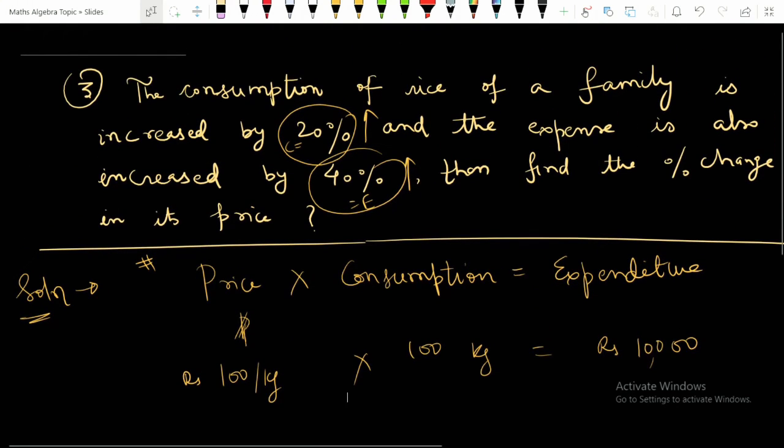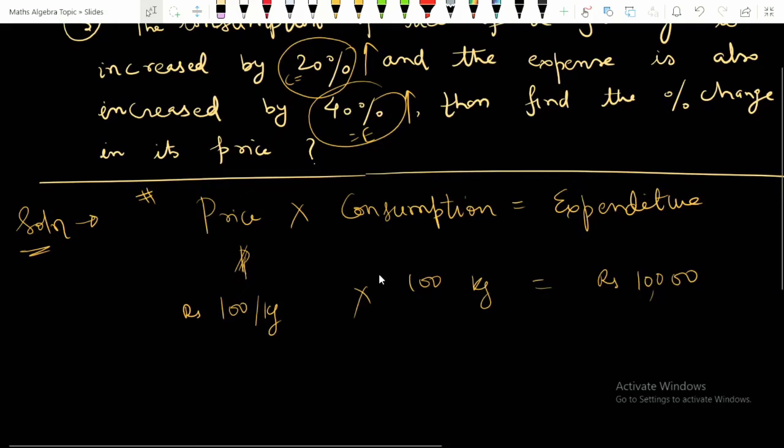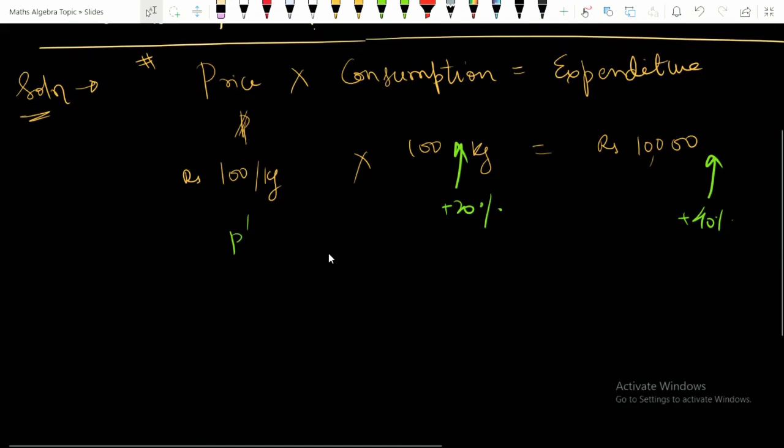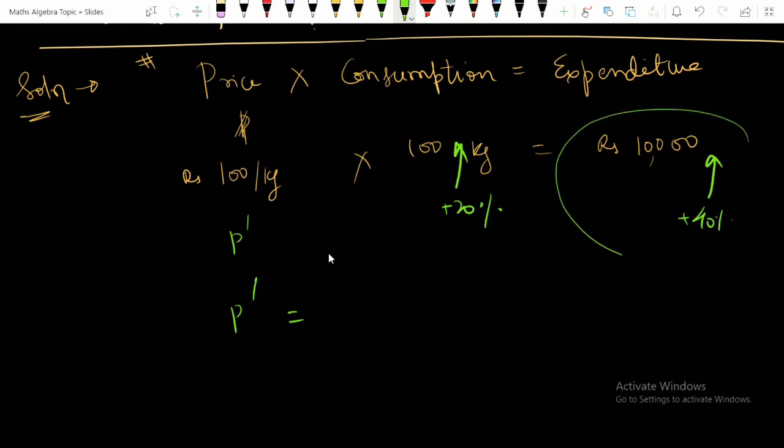Now what is the new situation? The second situation is what? The consumption is increased by 20%, and expenses are increased by 40%. We don't know the price. We have to find the price. So simply, what is P dash equal to? It's simple. That is 10,000 plus 40%. What will we get?